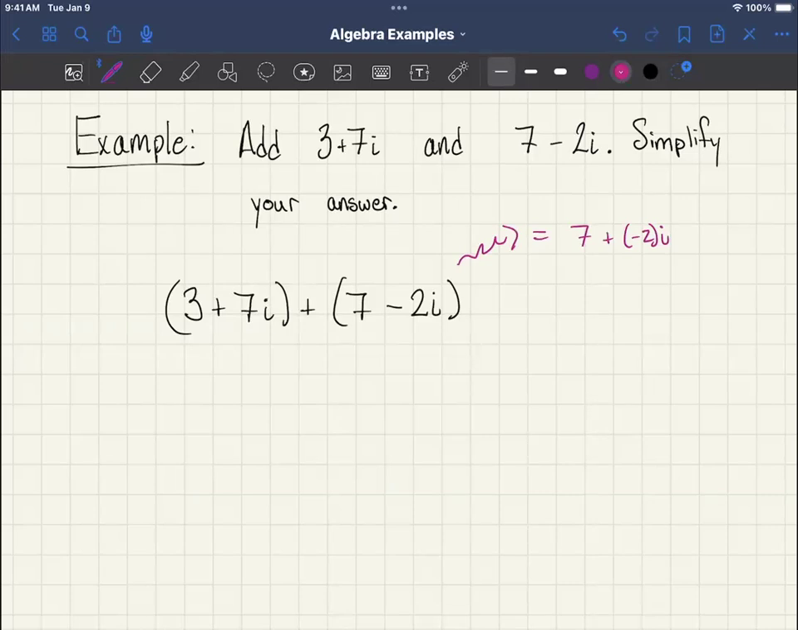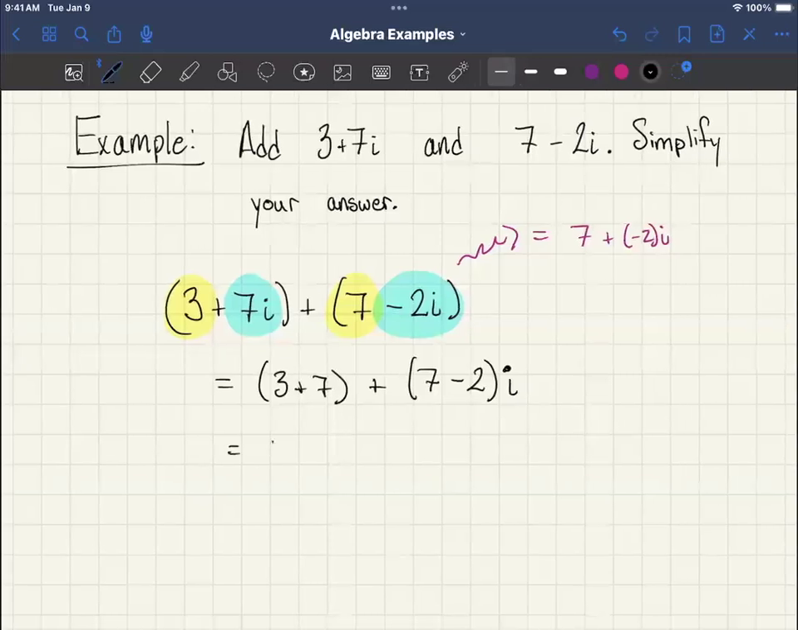All right, so tucking these two together, we're going to take our real parts, so that is going to be the 3 and the 7, and we're going to add those together. And we're going to put that out front, plus, and let's take our imaginary part and add those together. So the first part is a 7, and then we are adding a negative 2, or in other words, subtracting 2, and we can put our i back on the outside.